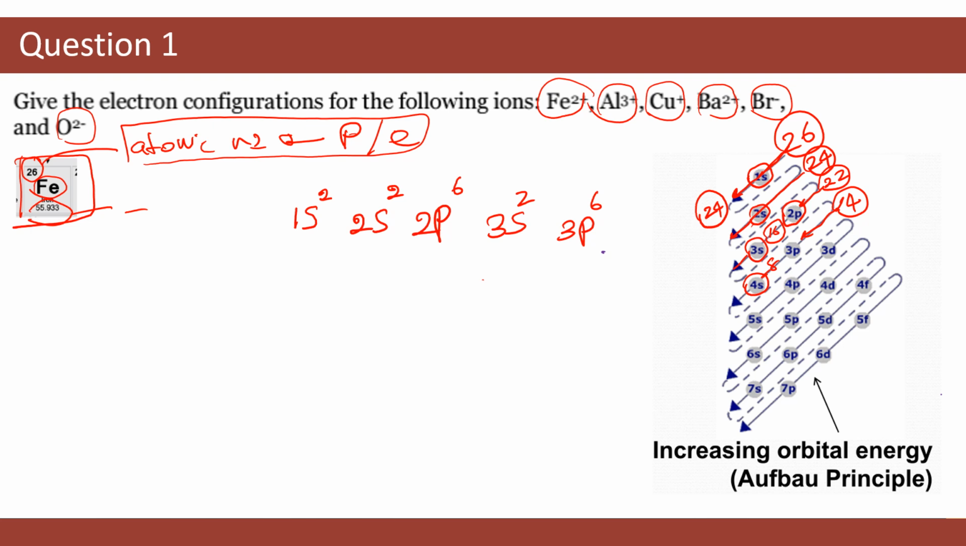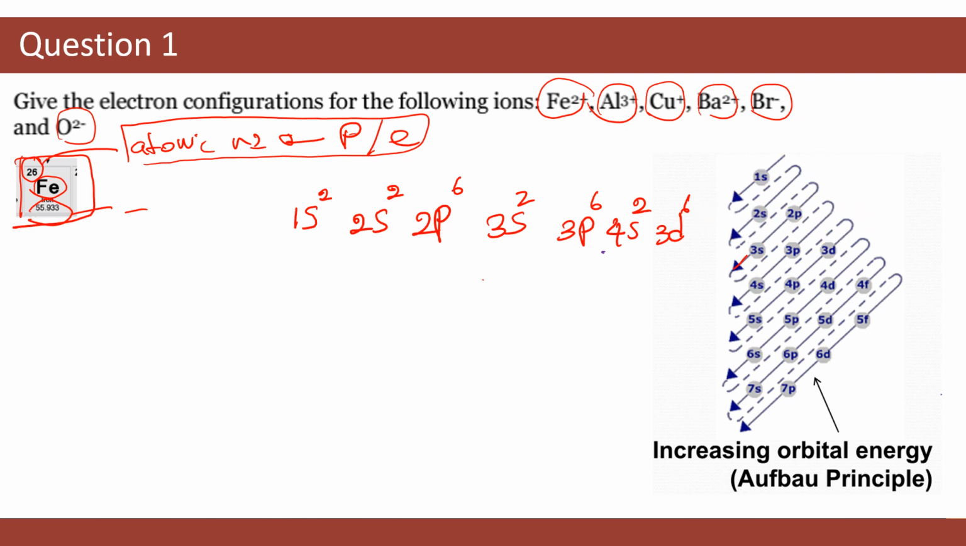4s, another 2. And then how many remaining? 6. So that 6 can be in 3D, isn't it? So the electron configuration for Fe is this.